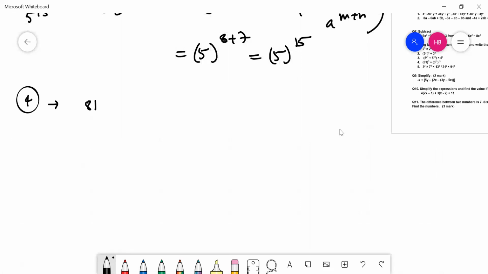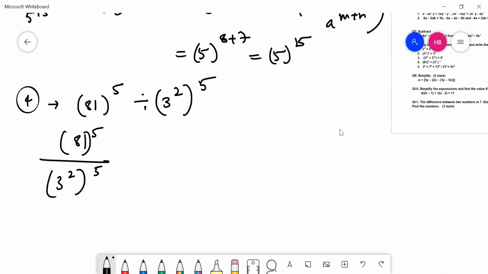The fourth question is 81 raised to power 5 divided by 3 raised to power 2, all raised to 5. So first let me solve the numerator. I'm going to factorize 81. Why am I factorizing 81? Because it's not a prime number. Secondly, I want to write 81 in terms of a power of 3 so that I can apply some formula. That's why I'm doing this.